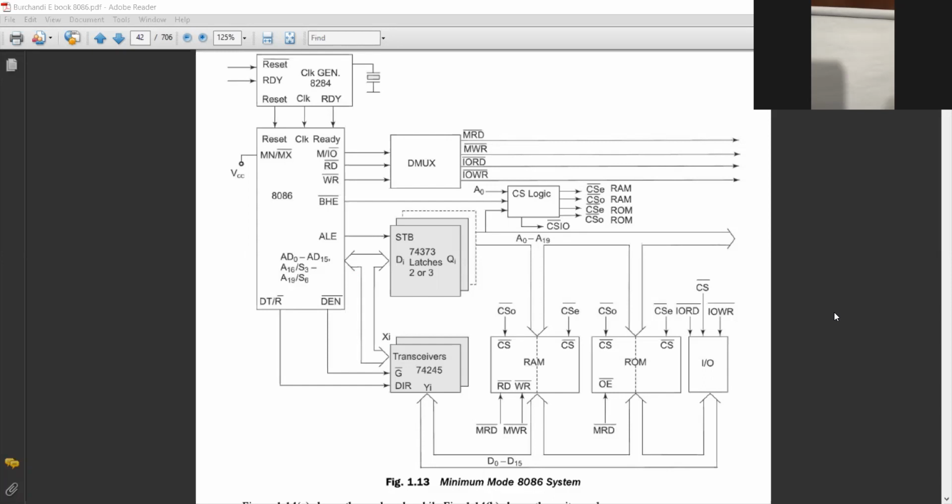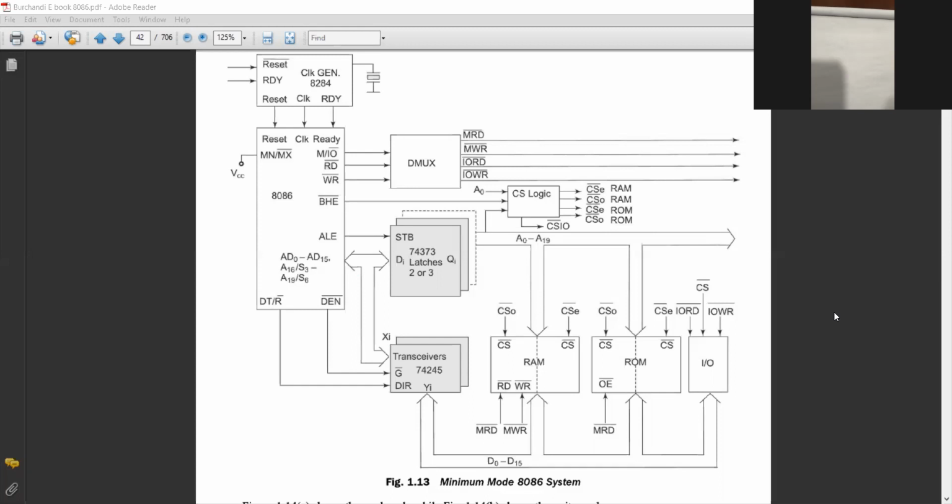What do you mean by transreceiver? Transreceiver means either transmit or receive. Transmitter plus receiver together is called a transreceiver.